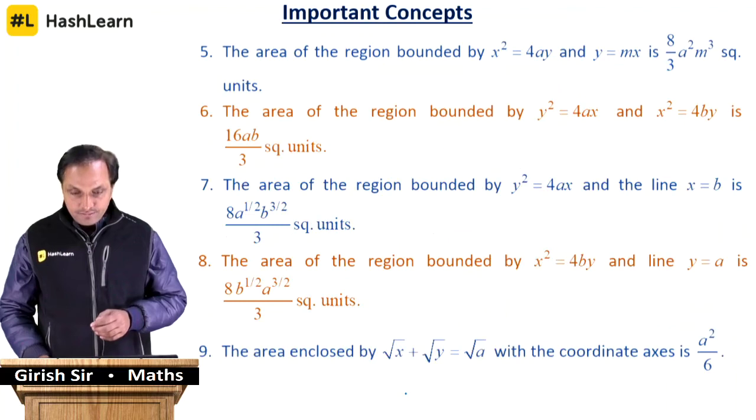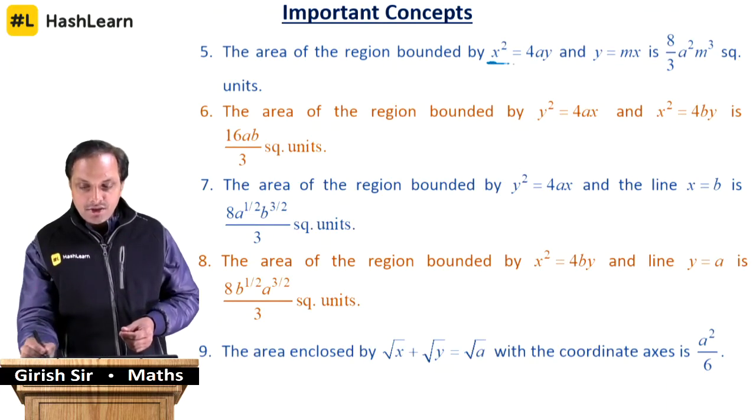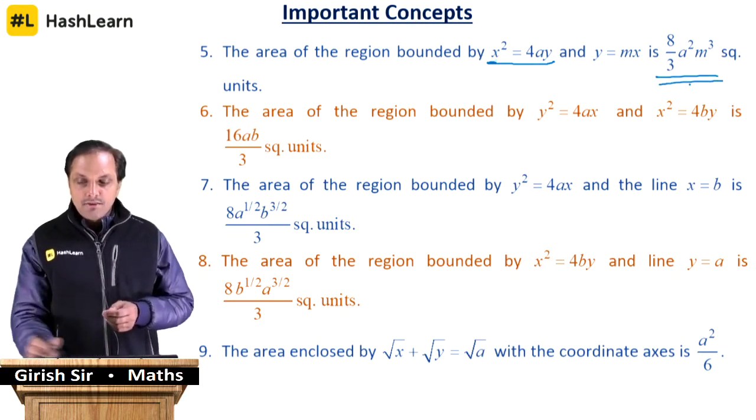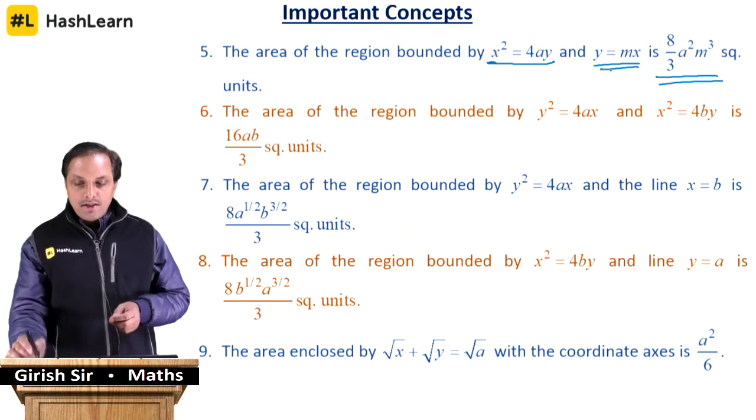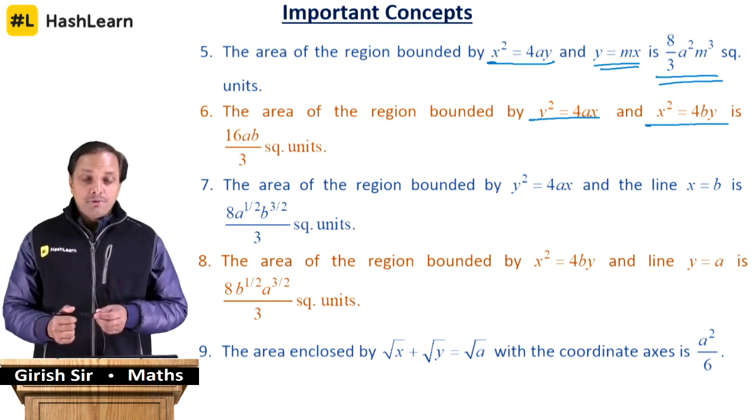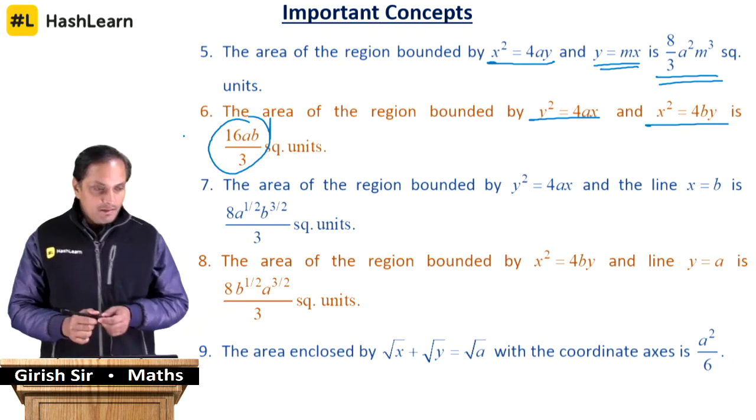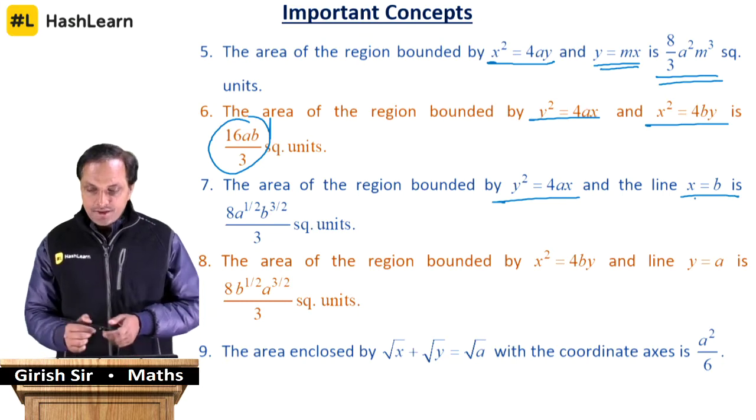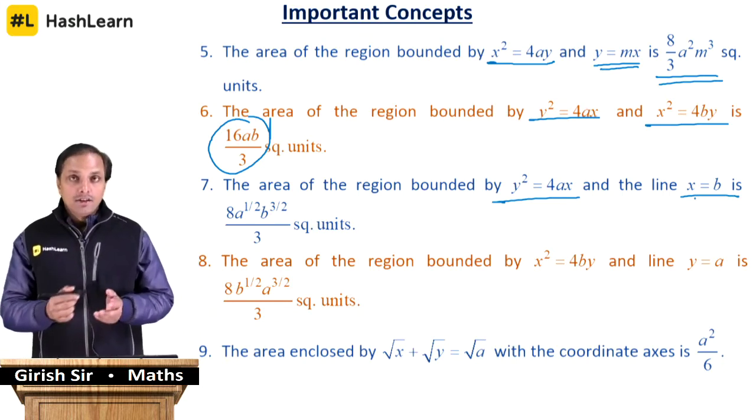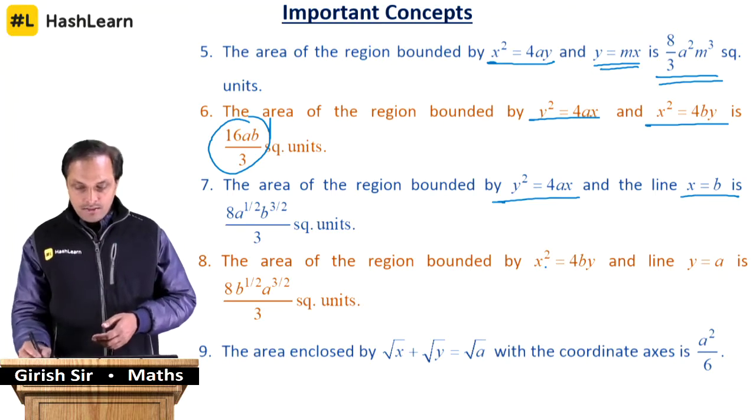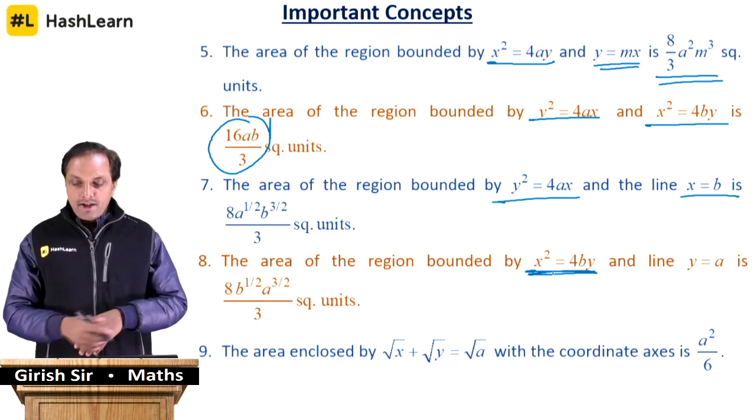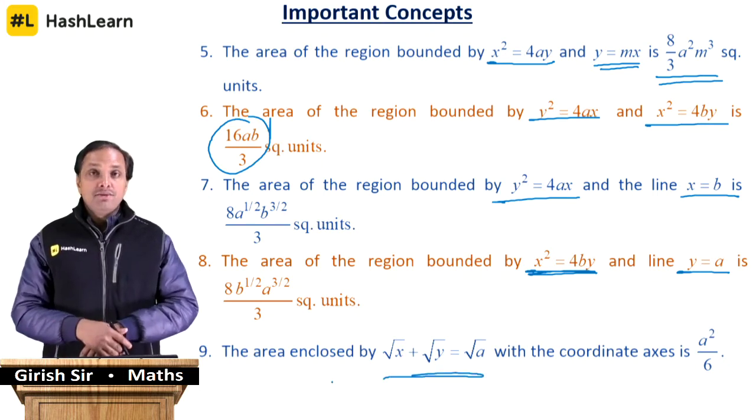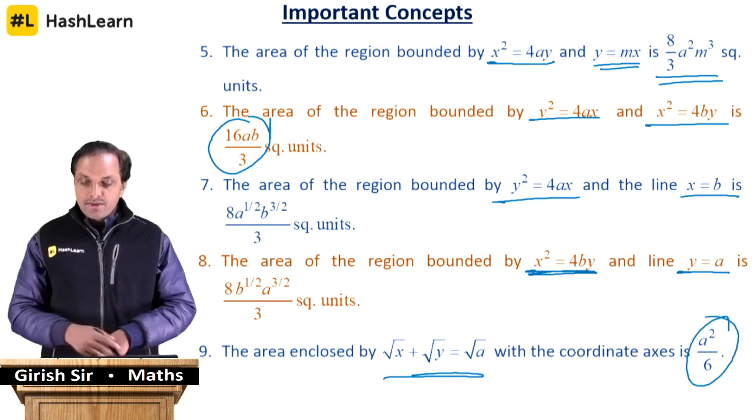Okay, fine then. And here is an extension of the previous one. If you have x square is equal to 4ay, use this result, y is equal to mx. Then you know y square is equal to 4x, x square is equal to 4by, we have done in the last class, 16ab by 3. Similarly, a parabola y square is equal to 4ax and the line x is equal to b, you can use this. Similarly, x square is equal to 4by and the line y is equal to a, you can use this. And when you have root x plus root y is equal to root a, you can use a square by 6.